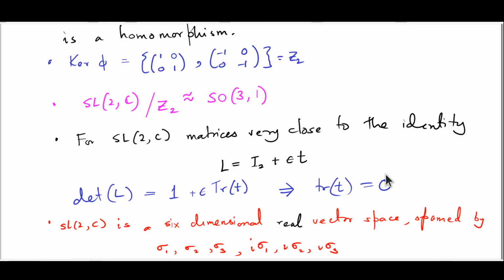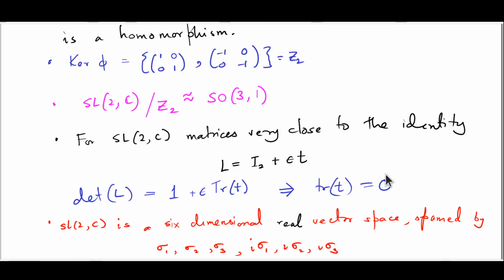You might argue that i sigma 1 is dependent on sigma 1. It's a multiple of sigma 1. But note that if you're thinking of a real vector space, the only things you're allowed to multiply by are real numbers. So i sigma 1 and sigma 1 are actually independent matrices when you think of them as elements of a real vector space.